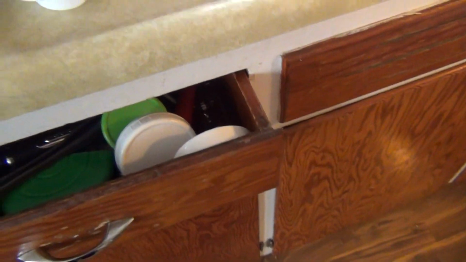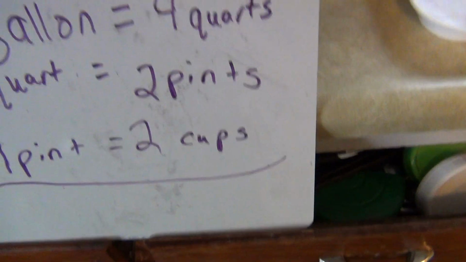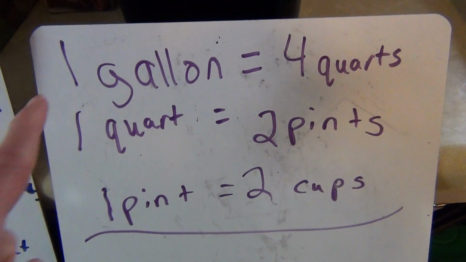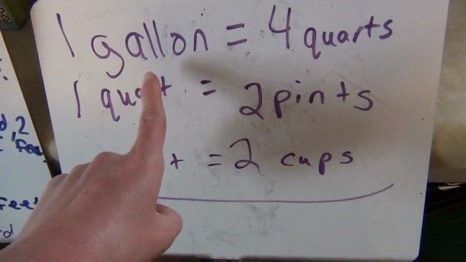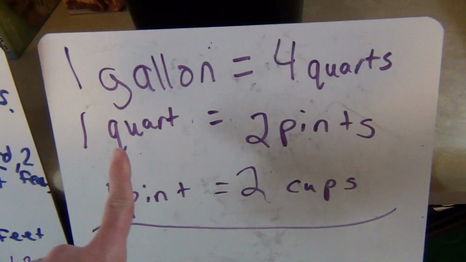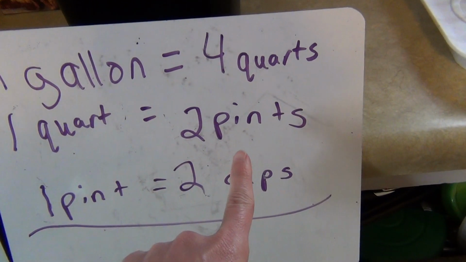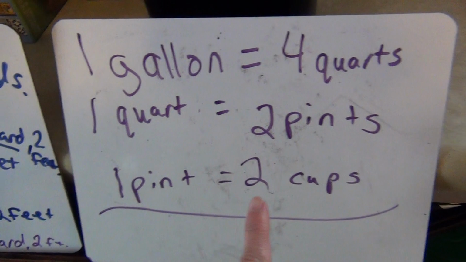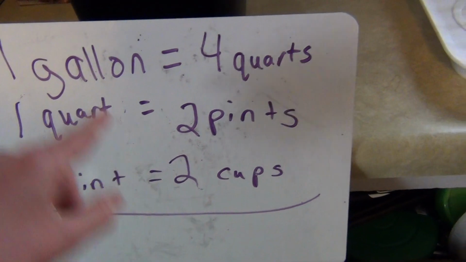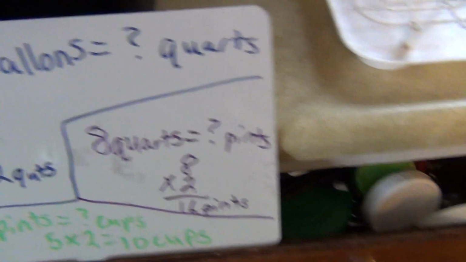Okay. Now here's this one, which we just went over. 1 gallon equals 4 quarts. 1 quart equals 2 pints. 1 pint equals 2 cups. Okay, here's some examples. I have a lot.